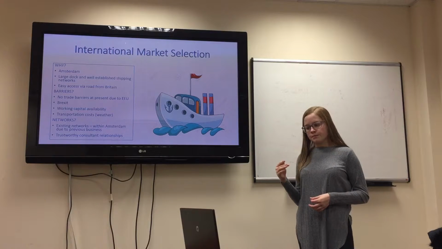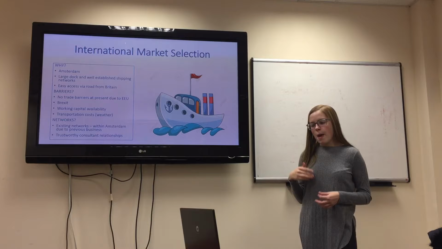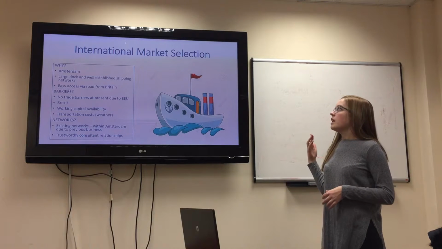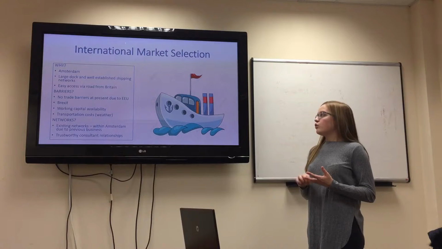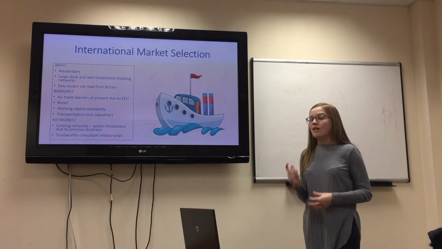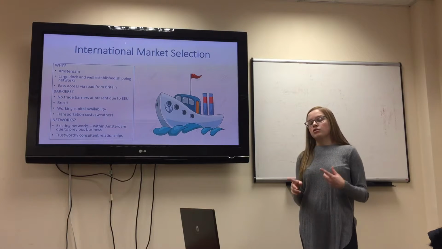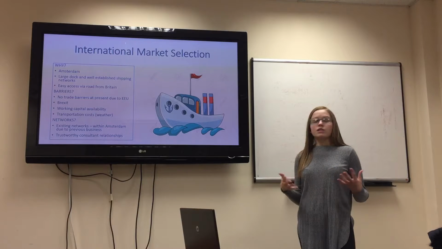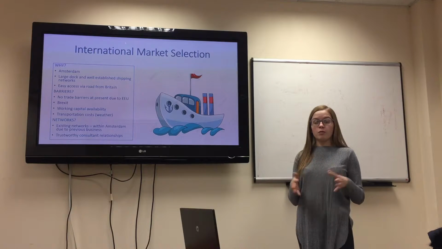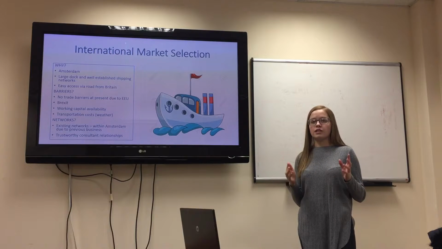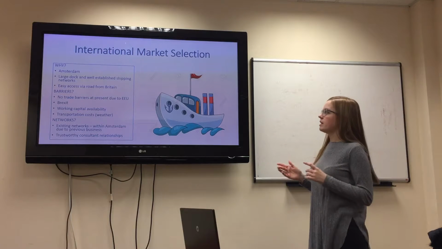routes much easier. In terms of barriers to entry into this market, there's no trade barriers at present due to the European Economic Union. However, this may be affected as a result of Brexit, but as Theresa May hasn't formalised any plans, we're unsure of just exactly how much this will impact.